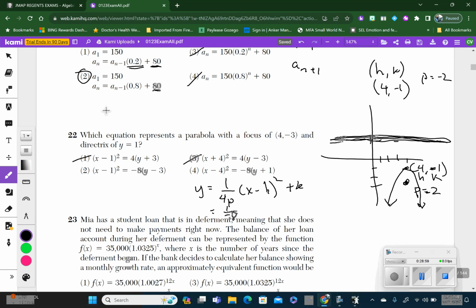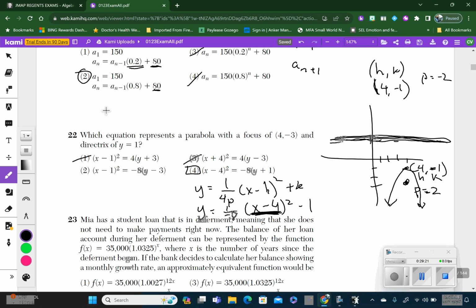And it's x minus h. My h is 4, right? So x minus 4 squared plus k. My k is negative 1, so I have a minus 1. And this is equal to y. So yeah, automatically I can see this is x minus 4. So the only one that's left that has x minus 4 in it is choice 4.